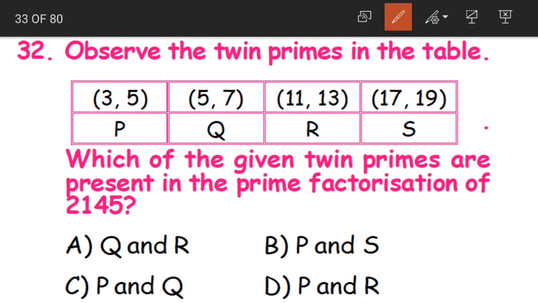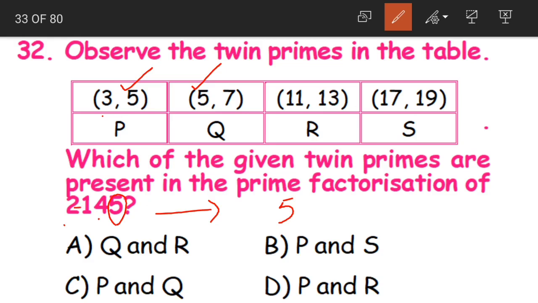Okay. Now we have to see which of the given primes are present in the prime factorization of 2145. If we look at the given number 2145, it has 5 in the ones place. That means it is divisible by 5. Yes or no? Yes, so it is divisible by 5.